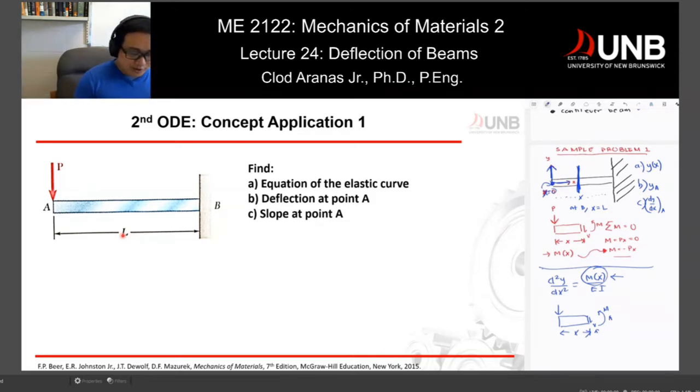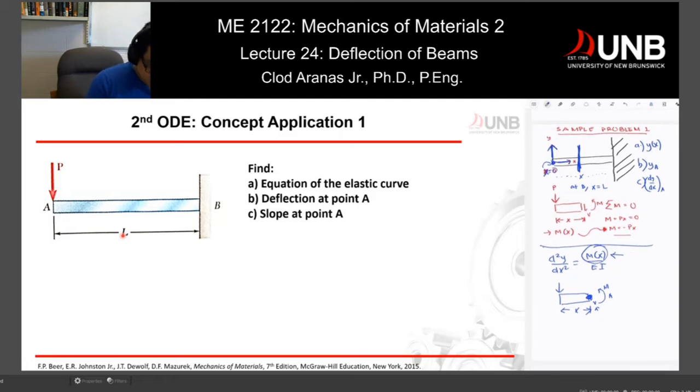Now, how can I determine the equation as a function of M? I can sum the moment at the end of my beam. So if I sum my moment at that point, I'm not going to call it any point right now.